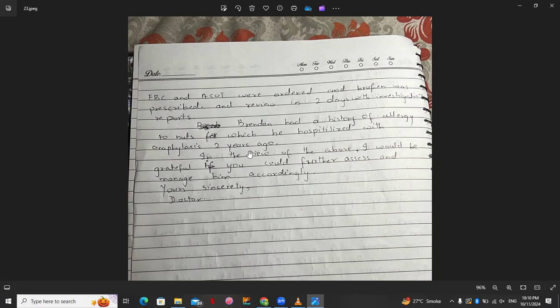If it means that he had, it means it's done. Now he's completely able to eat nuts. Then he will again present with anaphylaxis. Please focus on these things. I'm giving you guys examples so that you can focus on these points and enhance your English skills.